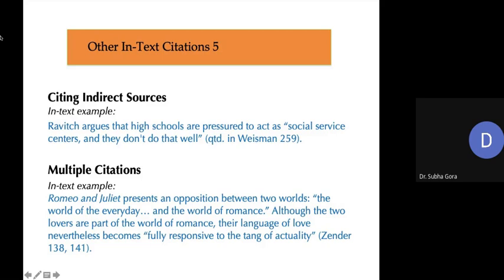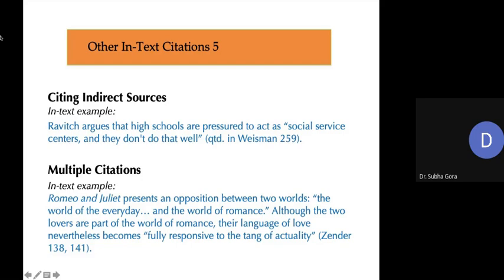Apart from this, sometimes you might have indirect sources. What is an indirect source? A source which is cited in another source. As much as possible, try to avoid it. If you are able to get the original source, it's always better.